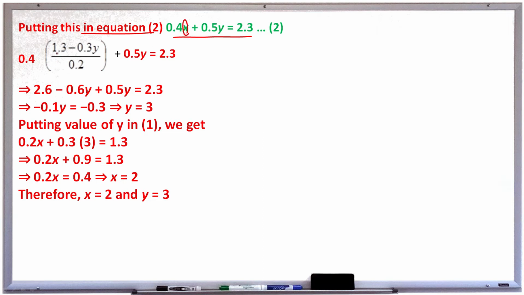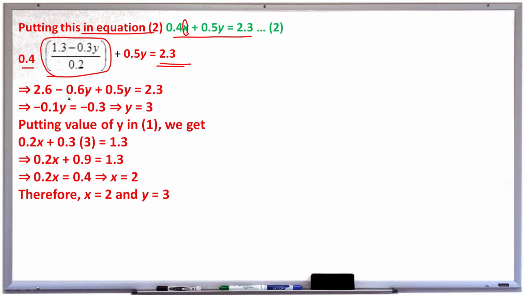X, we already got it: (1.3 minus 0.3y) whole divided by 0.2. So 0.4, this is the value of x. This is the value of x plus 0.5y is equal to 2.3. So by simplifying this one, you will get 2.6 minus 0.6y plus 0.5y is equal to 2.3.